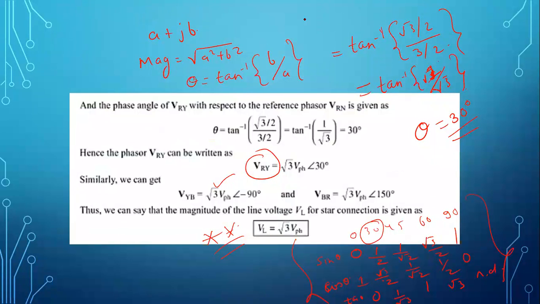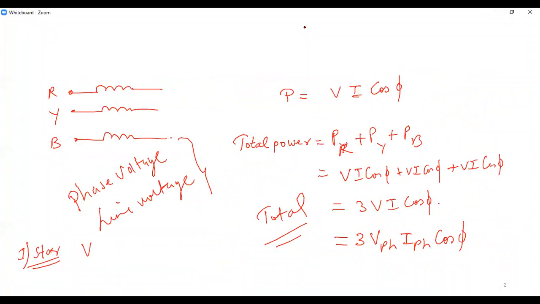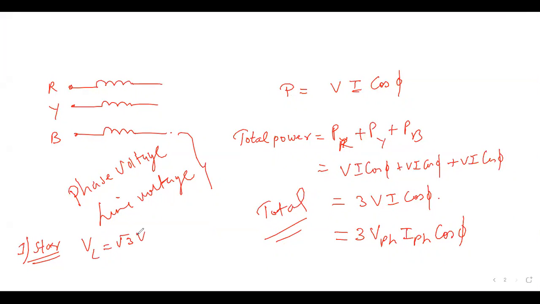Okay, so line voltage is equal to root 3 phase voltage. Now, can I replace my V phase with VL by root 3? And what about line current and phase current? What is the relationship for star connection? They are the same, line current and phase current. Correct? Yes or no? Yes, sir.